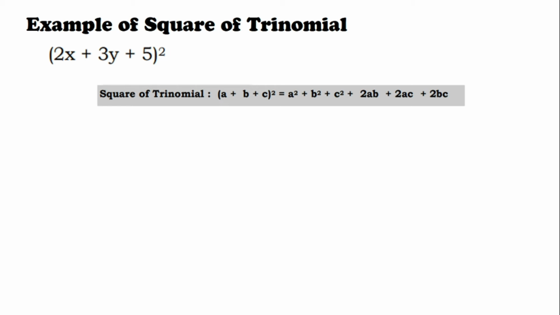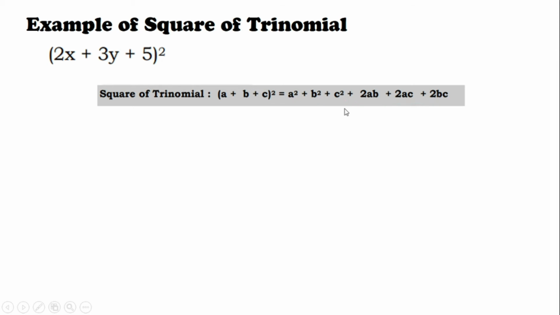Again, this is the pattern we had, right? We square the first term, square the second term, square the third term. Then, multiply by 2 the first term and second term. Multiply by 2 the first term and third term. Multiply by 2 the second term and third term. Okay, that's the pattern.